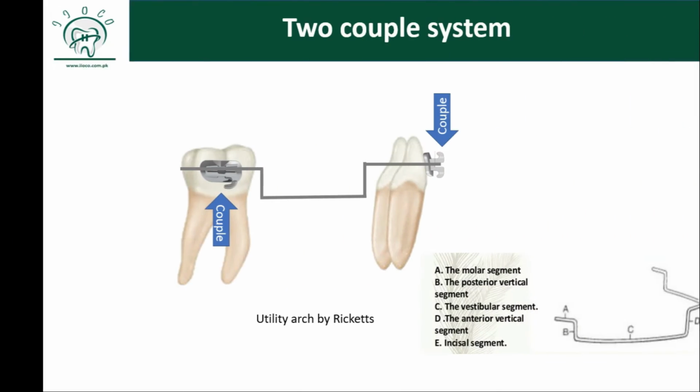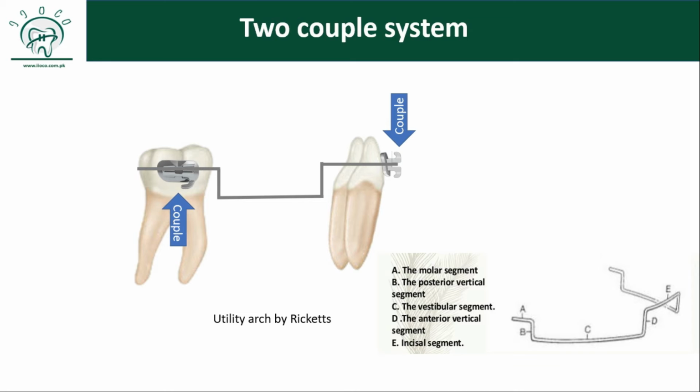A very common example of two-couple system is utility arch that was designed by Ricketts. This was originally used for intrusion of incisors. On the right side of the screen, you can see the design of utility arch. It has 5 components. This is the molar segment which is going into the first molar, and this is posterior vertical segment, vestibular segment, and this is anterior vertical segment, and this one is anterior segment which will go into 4 incisors.